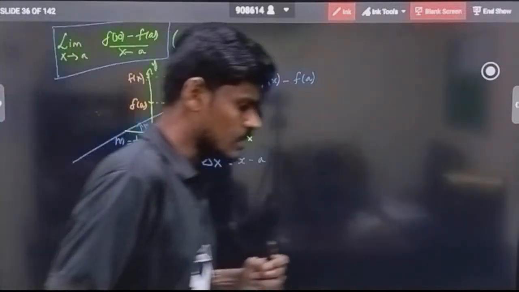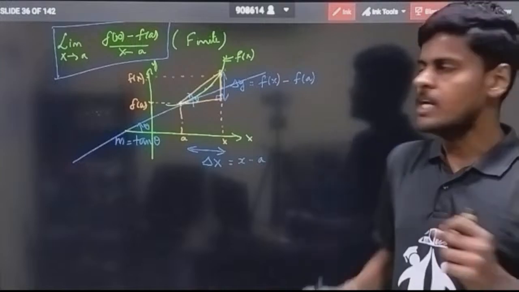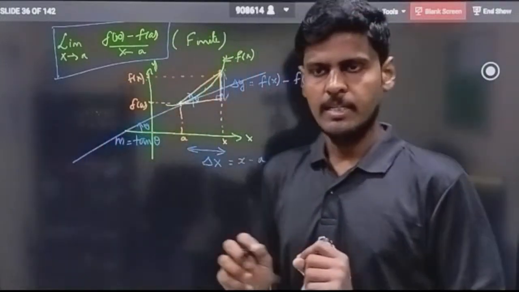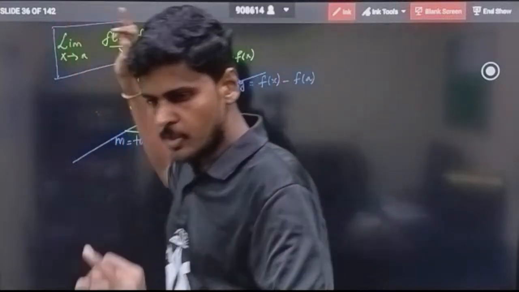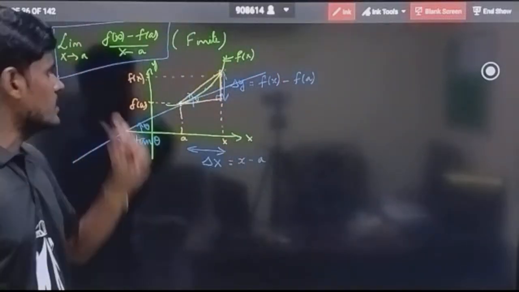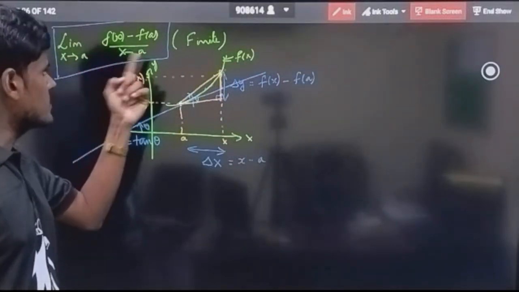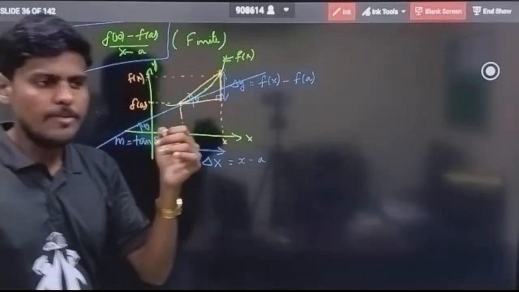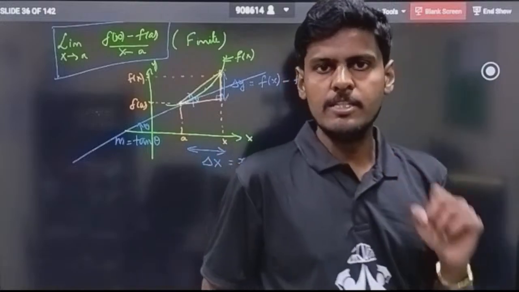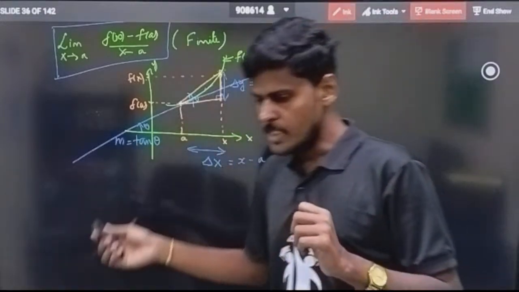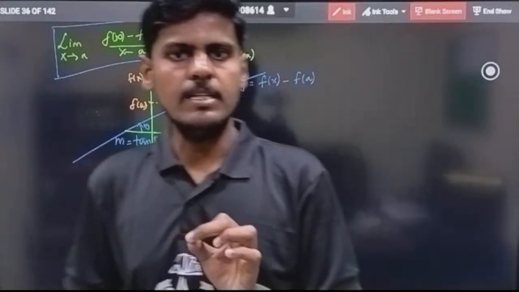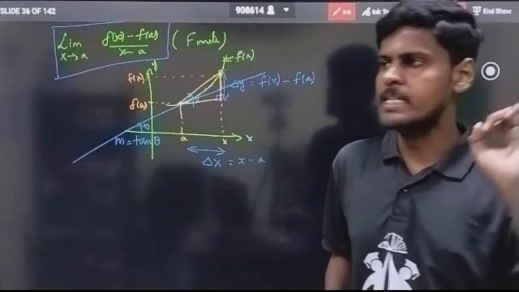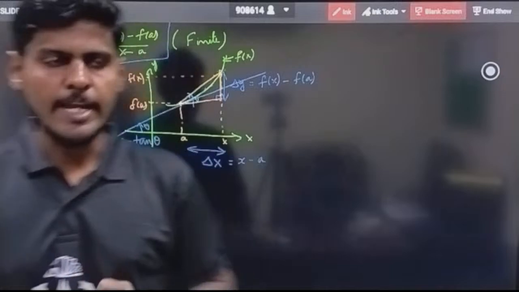Then we can call a function to be differentiable and the value of the derivative is nothing but the slope of the tangent. Yes, now. So what does this actually mean? Limit x tends to a, f of x minus f of a by x minus a is finite. That means this represents the slope of the tangent having a finite slope. That means when a tangent has a finite slope, there should be a unique tangent and it should have a finite slope.